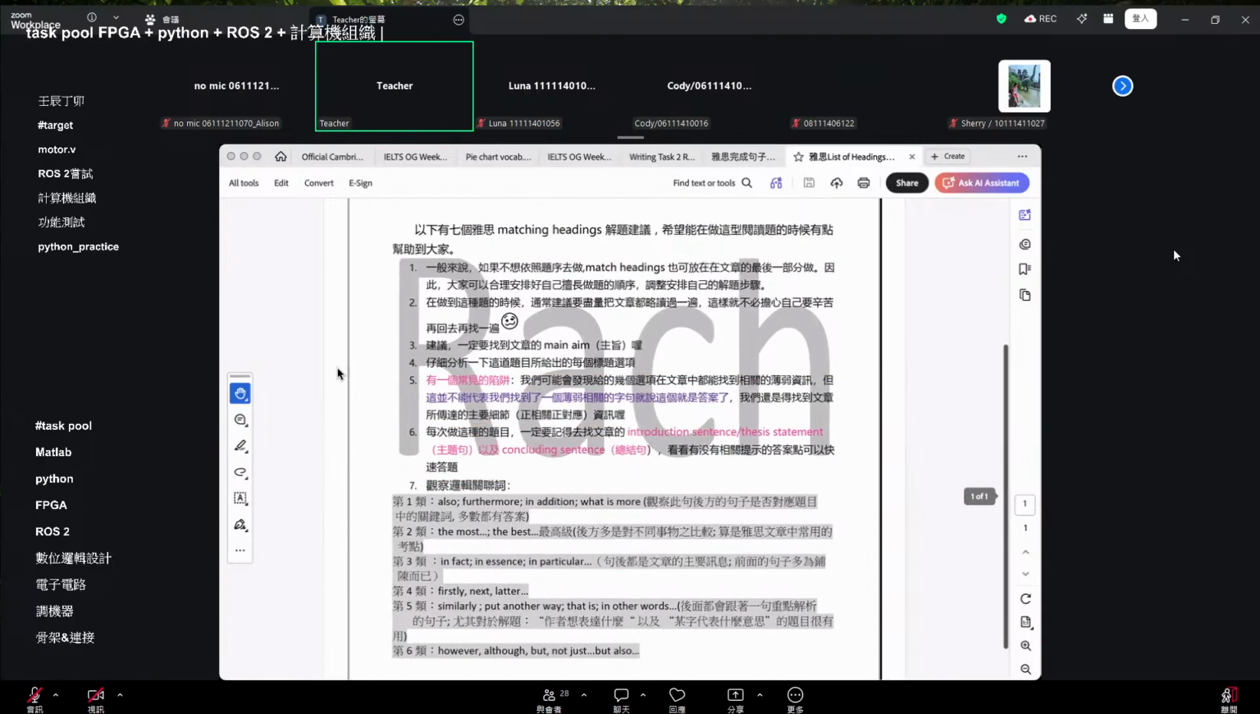Now, if we're moving on to number 6, which is the important part, if they talk about however, although, but, not just A, but also B, that usually refer to the ideas where the writer's opinion changed at this point. So these are rather important. When we look for these type of information, please pay attention to whatever they say with the transitional words.